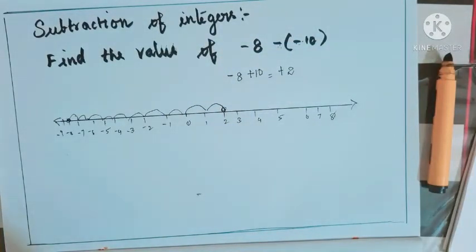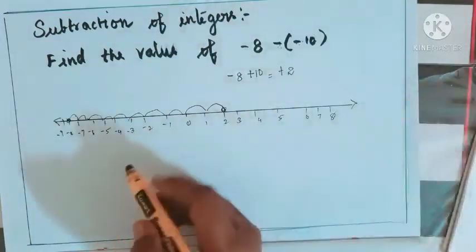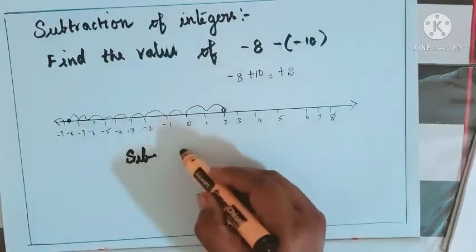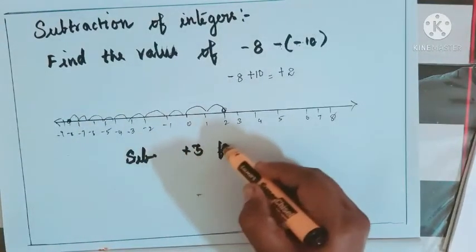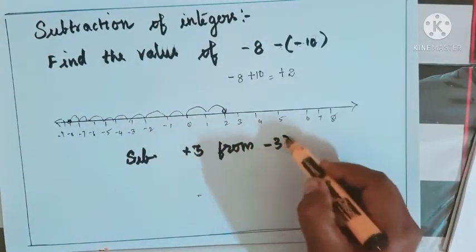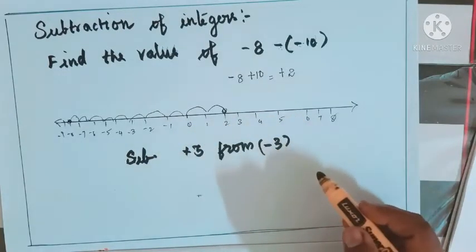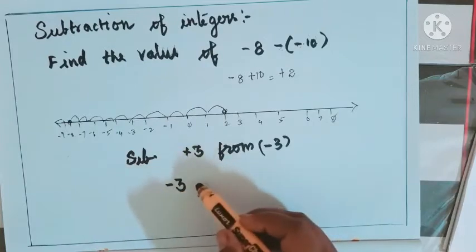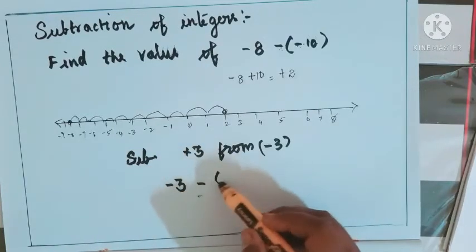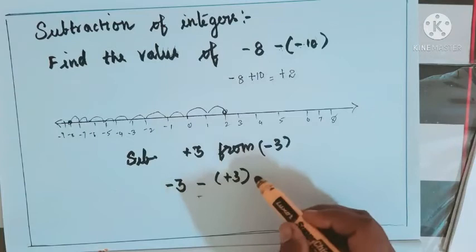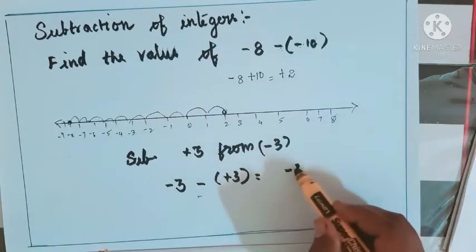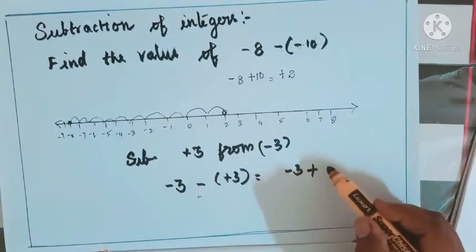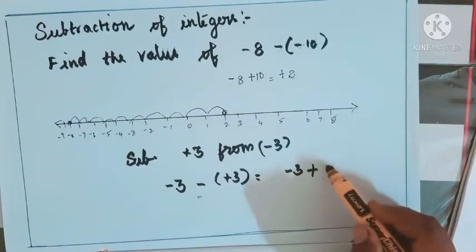Now think about this: subtract plus 3 from minus 3. Okay. So you are going to subtract it. So you write the symbol minus 3 first. Minus of plus 3. So that becomes what? Minus 3 plus, minus into plus will become what? Again it is the minus symbol. Understand?